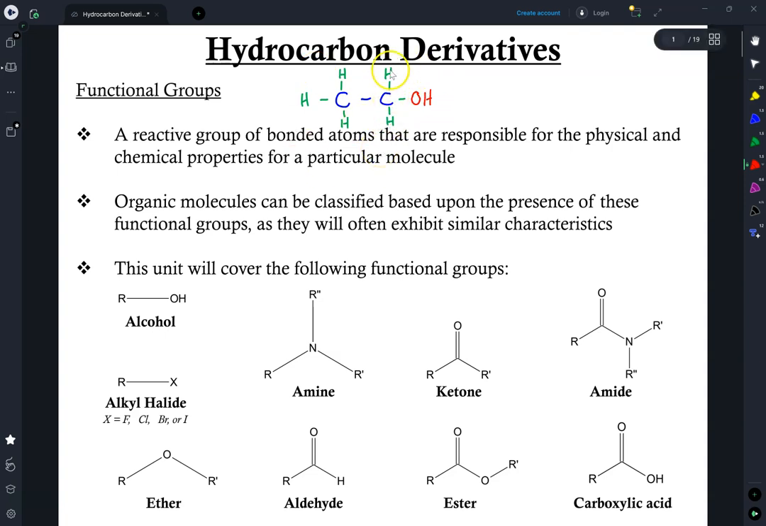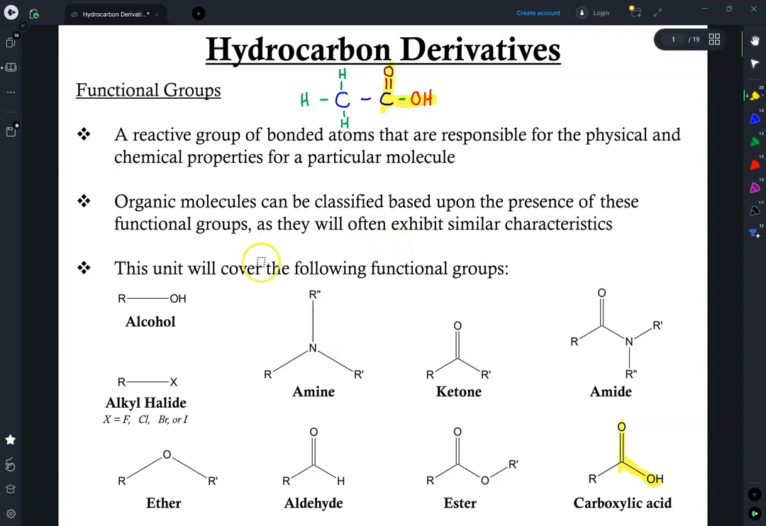If I replace these H's with a double bond O, we get a carboxylic acid functional group attached on, with this specific example being ethanoic acid, also known as vinegar. So once again, replacing these H's in a hydrocarbon with a different atom or groupings of atoms changes their physical and chemical properties, which is why we call them functional groups, because they change or affect the function of the molecule.